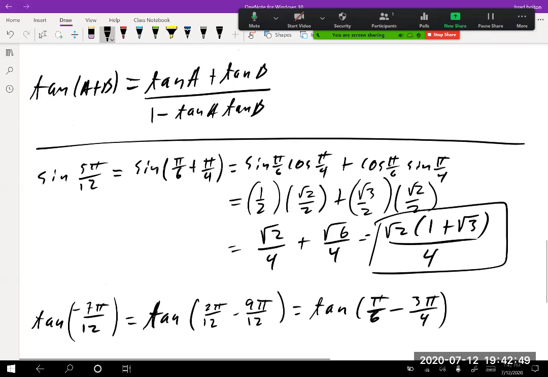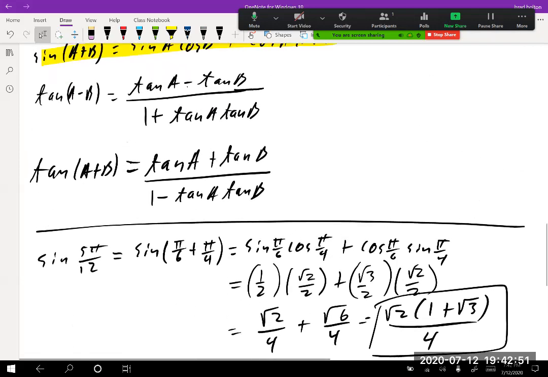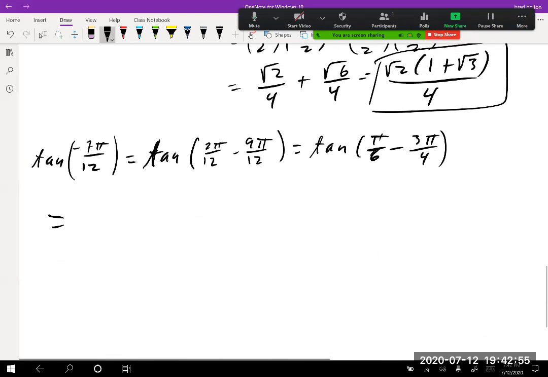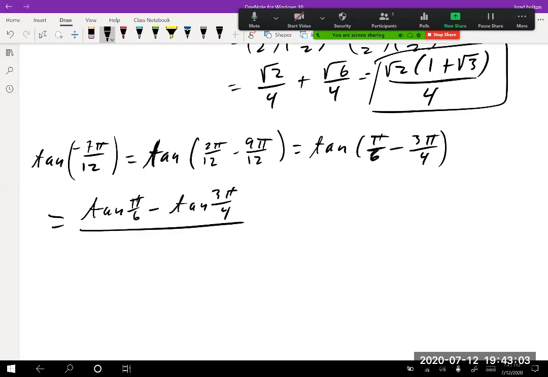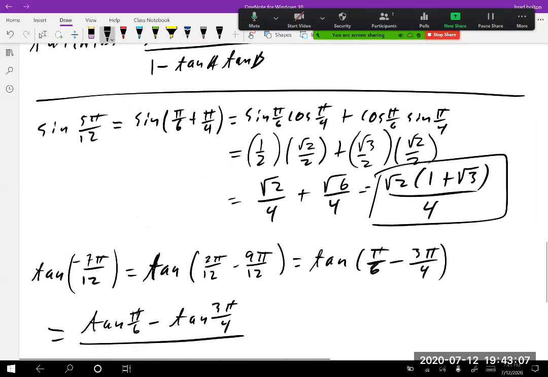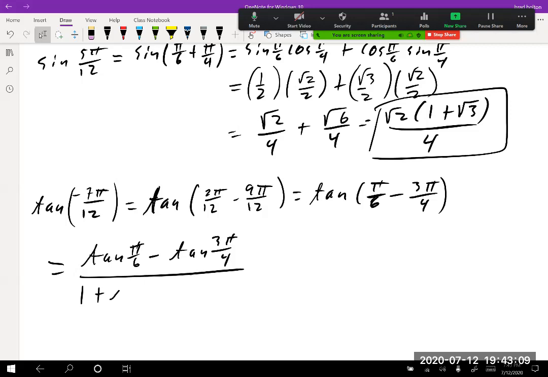So now let's use this tangent formula that has a minus in it. So tan A minus tan B. So I'm going to put the tangent of pi over 6 minus the tangent of 3 pi over 4 divided by, and then we go back up here and we look, 1 plus tan A tan B. 1 plus tan pi over 6 tan of 3 pi over 4.